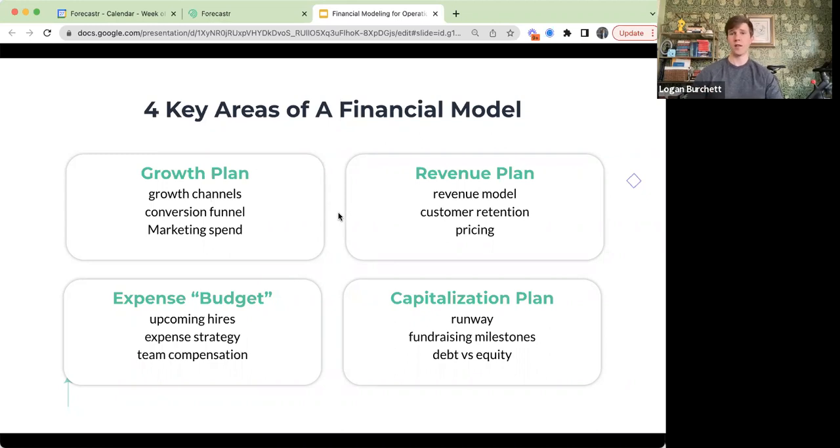So in general, you want to think, how am I growing? How am I getting customers? And then how am I turning those customers into dollars, and what does that look like? Again, we'll go through each of these individually in much greater detail as we progress. So those are the first two.